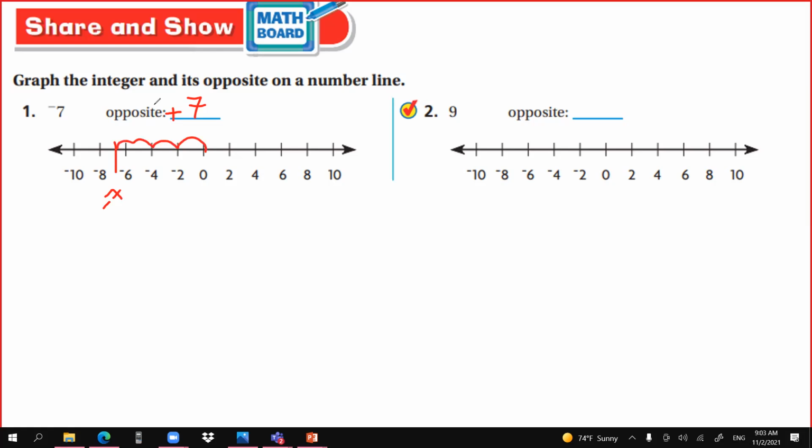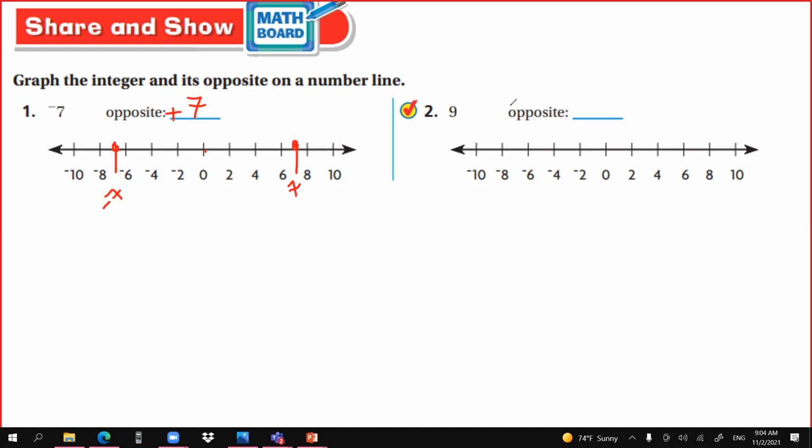Teacher, Fatima is telling you that her mic is disabled and she can't open it. Okay. Then its opposite, where is this 7? 7 is between 6 and 8. So here will be the 7. So between negative 6 and negative 8, we have negative 7. And between 6 and 8, we have positive 7. Thank you.